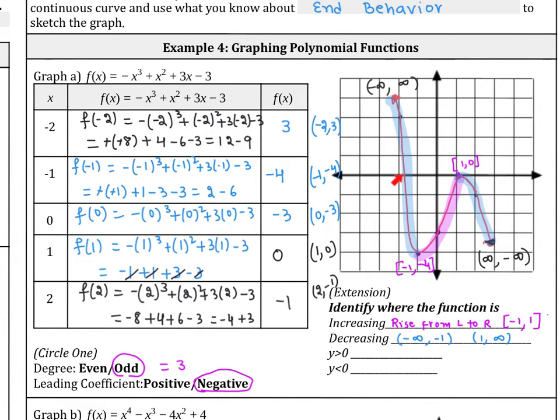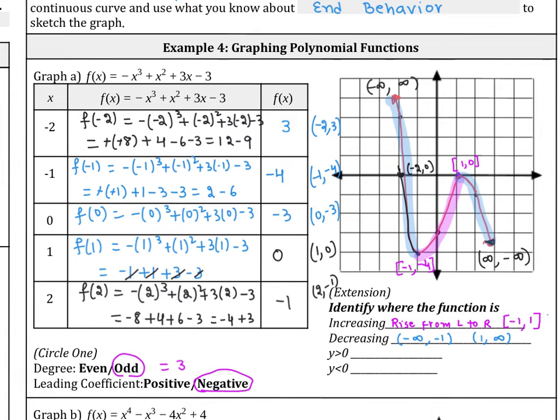So let's say it's cutting at -2, and it is cutting at -2. So this point is -2, 0. The graph is positive on this section. So what is this section? This section is -infinity to -2. The graph is positive, or y is greater than 0.